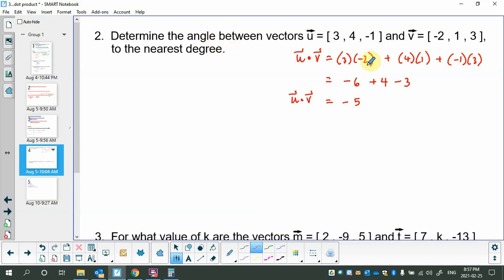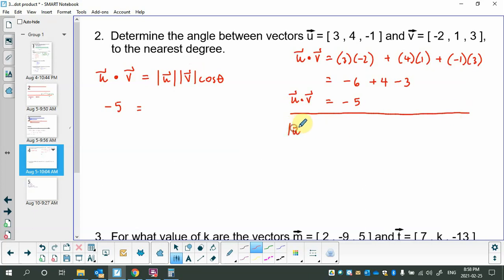So I've used one version of the dot product formula. I've got another one. I've got the original, the one that brings in angles. So that might let me find the angle, because now I know that I can put a negative 5 over on the left-hand side. But I don't know the magnitude of u, and I don't know the magnitude of v.